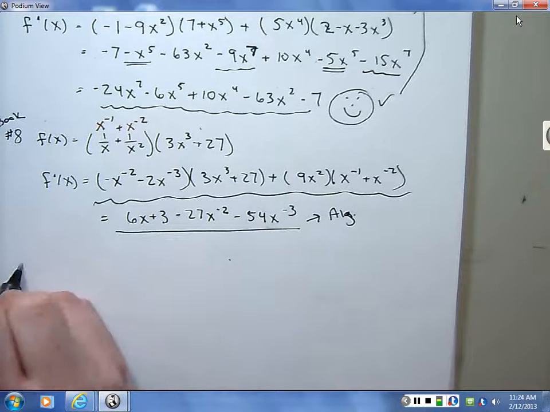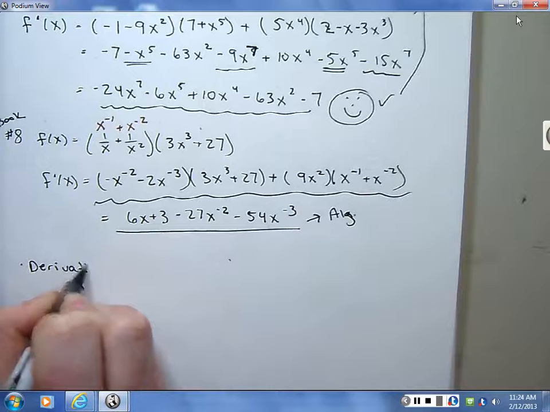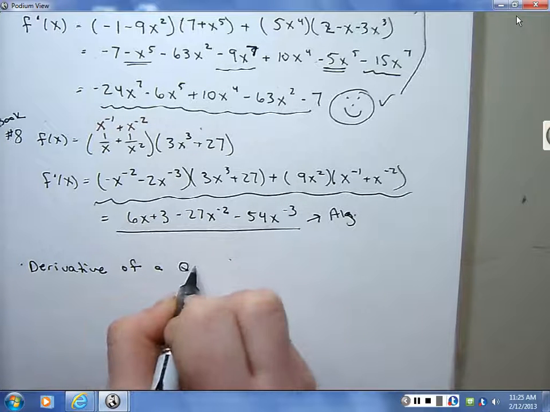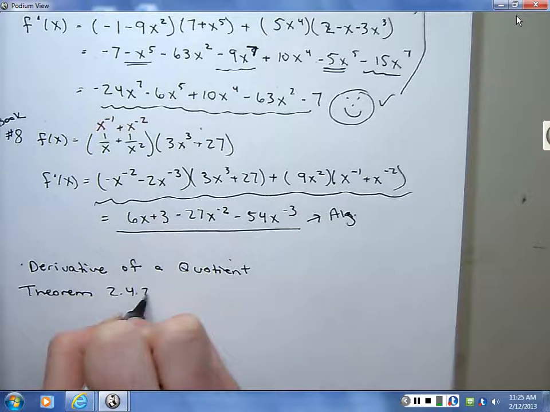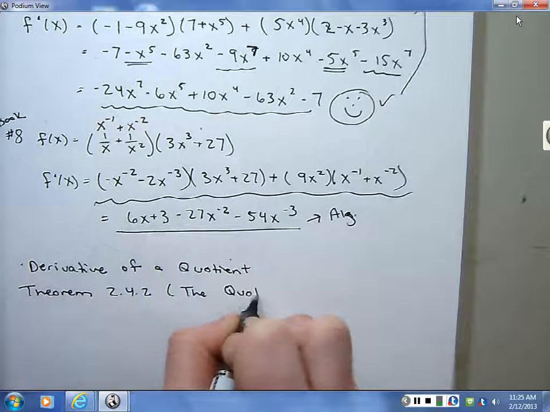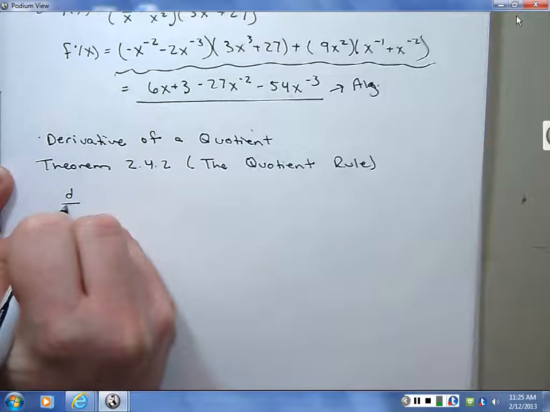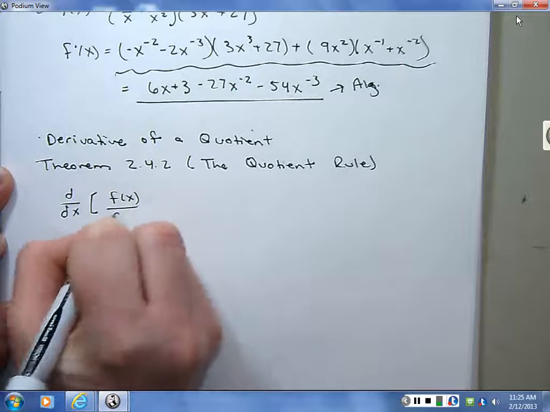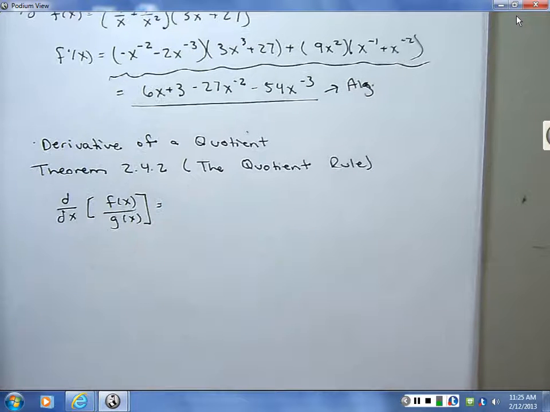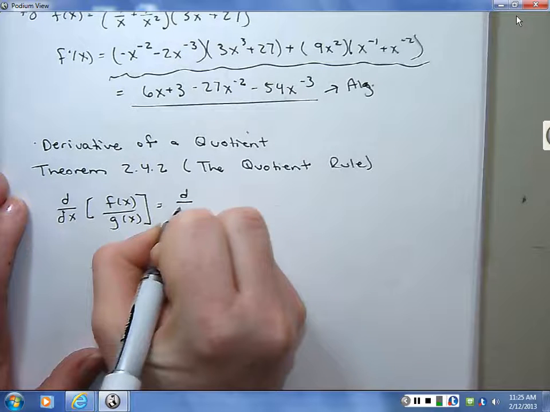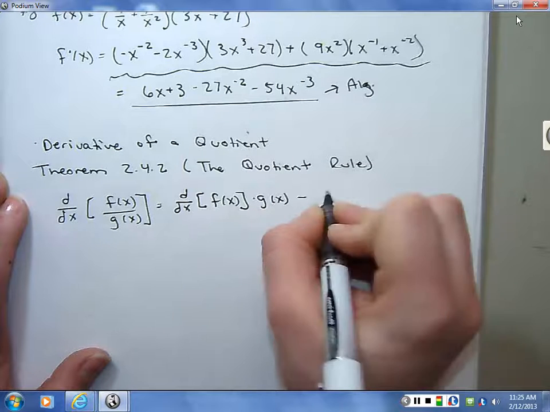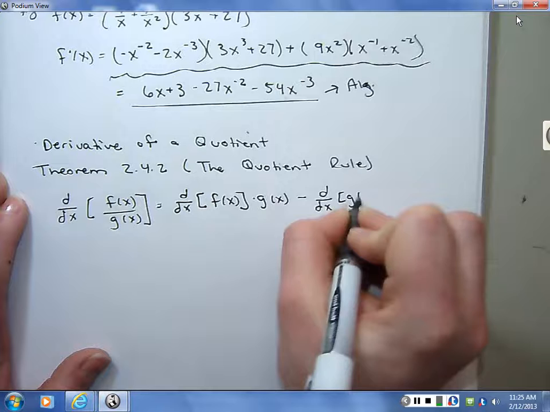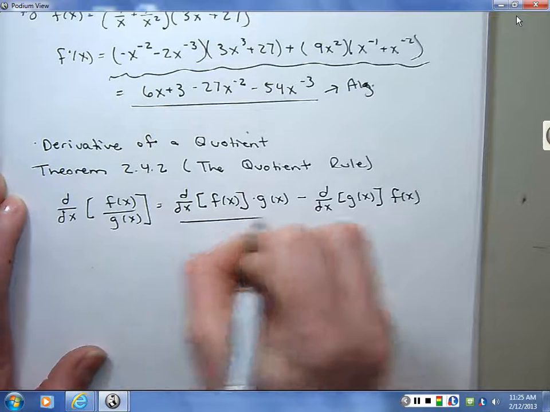So the next thing we're going to talk about is the derivative of a quotient. So this is theorem 2.4.2, and it's called the quotient rule. So if I'm taking the derivative with respect to x of a function f of x over g of x, turns out it's going to be the derivative of the top function holding the bottom function. So I'm going to write this out, and then I'll use shorter notation. Take the derivative of the top function, hold the bottom, minus the derivative of the bottom function, hold the top, over the bottom squared.